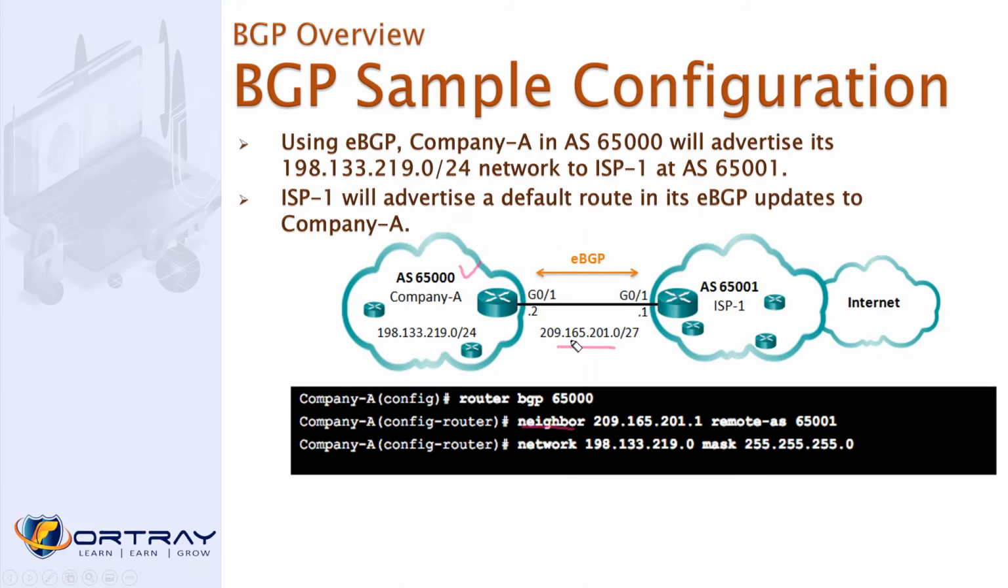For example, 209.165.201.1 is the remote neighbor in AS 65001. On this side, we are also advertising a network within BGP. Once we advertise the BGP networks, the ISP will learn them, and then further advertise them to the network and the internet.